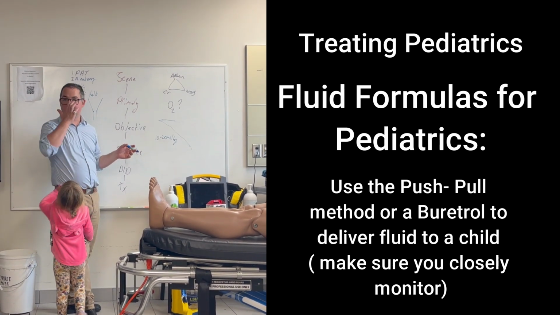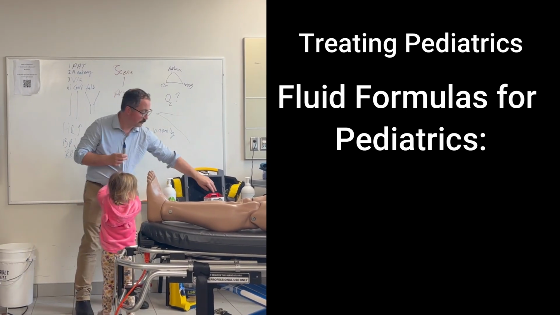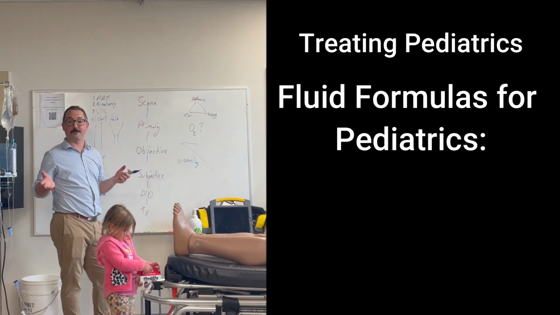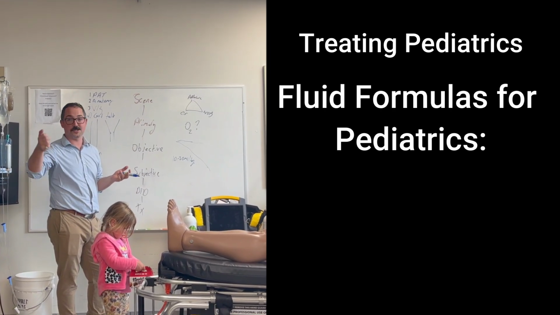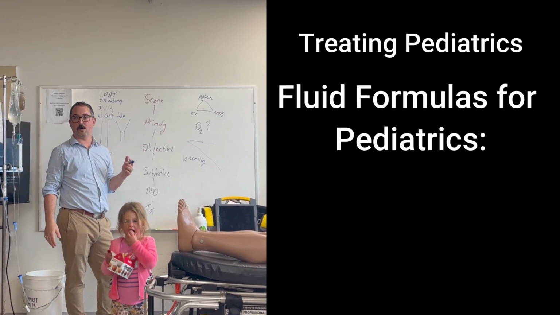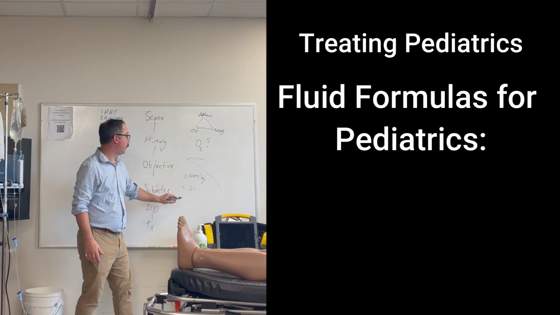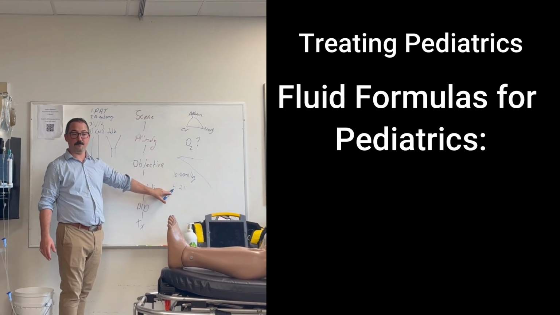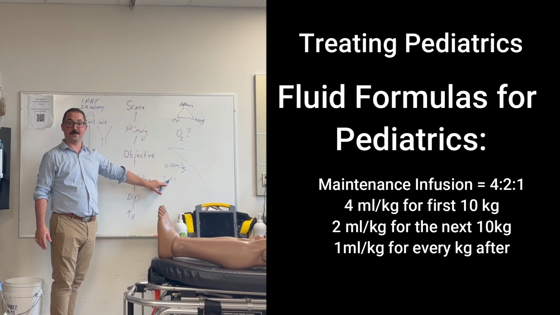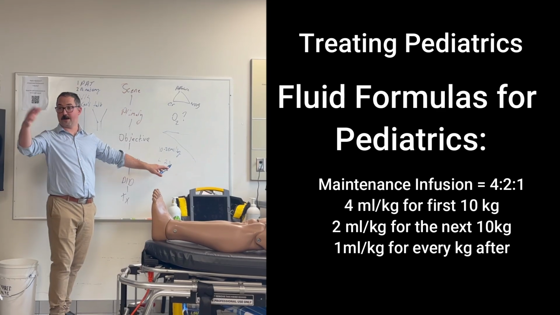Maintenance fluid for kids. For an adult, you might give a maintenance infusion of 30 mils an hour. You just set your drip rate, and that would be like a TKVO kind of deal. Don't do that for kids. We do a weight-based formula for that. So it's 4, 2, 1. 4 milliliters per kilogram for the first 10 kilograms, 2 milliliters per kilogram for the next 10 kilograms, and 1 milliliter per kilogram for everyone after.